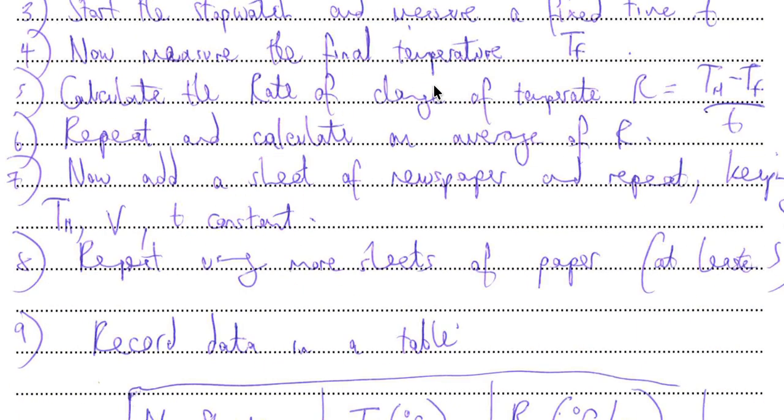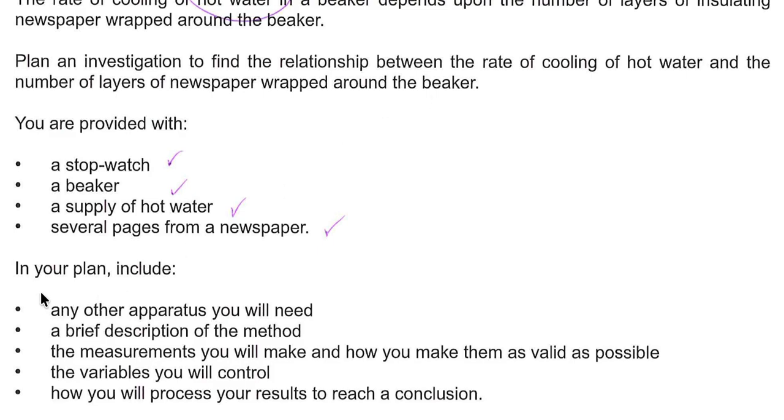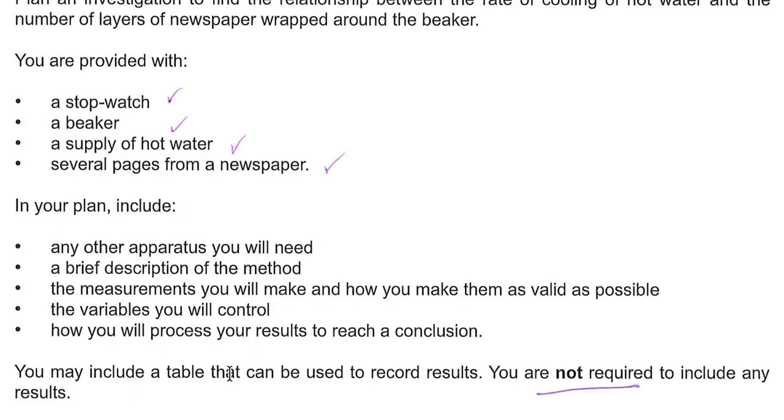Now let's just look at what we've been asked to do. Oh, oops, I've gone the wrong way. Let's go back. Have I talked about other apparatus? Yeah, I got an extra measuring cylinder. I gave a brief description. I've told them how I'm going to measure things. I'm going to measure using the stopwatch, etc. I've said what I'm going to control, and I've said how I'm going to process it. I maybe haven't been completely explicit. However, I've said I'm going to make a table, and then make a graph.